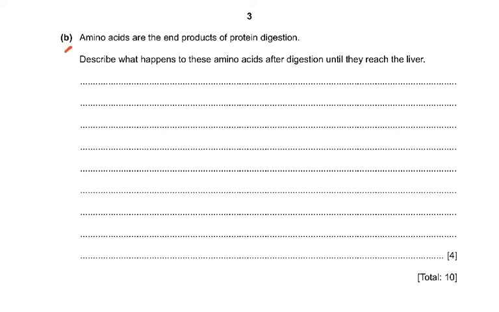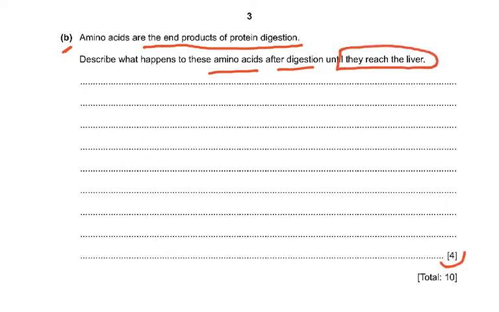Then coming to part B of the question: amino acids are the end products of protein digestion. Fine, so proteins to peptides, peptides to amino acids. Describe what happens to these amino acids after digestion until they reach the liver. And that's for 4 marks. Always look at the marks. So you must come up with 4 points. When you write 4 points, I usually put dots like this. Or you could write 6 points, because even if you write something which is irrelevant, there's no negative marking for it. So if you've given me 4 correct points, I'll give you 4 out of 4.